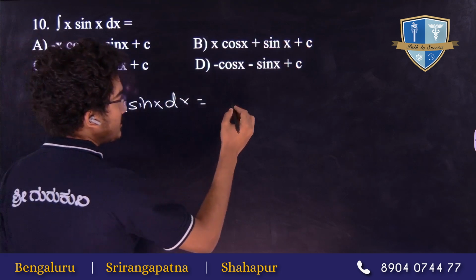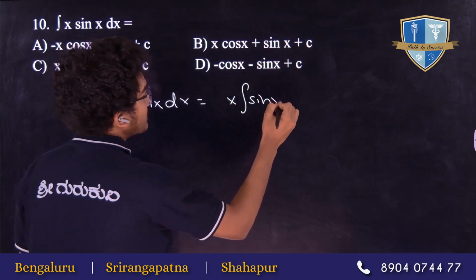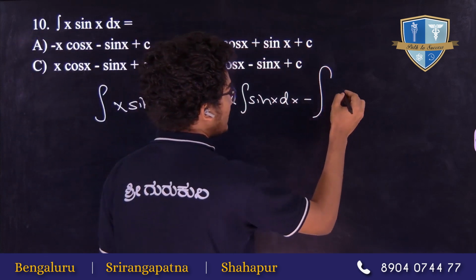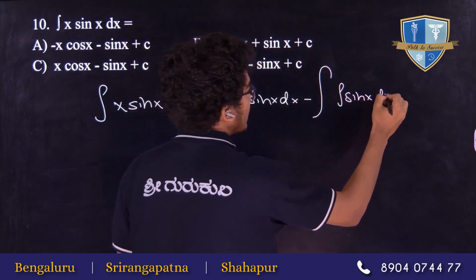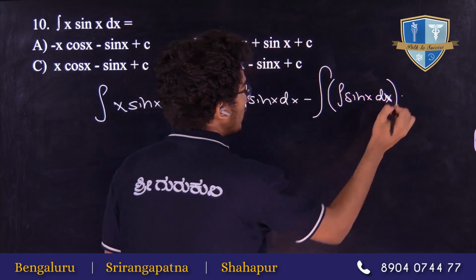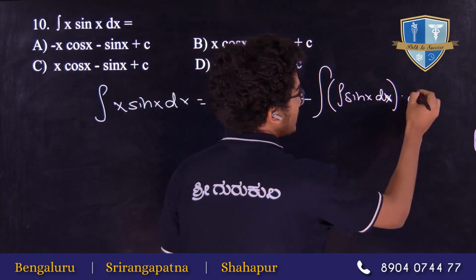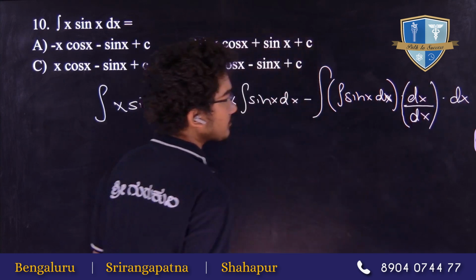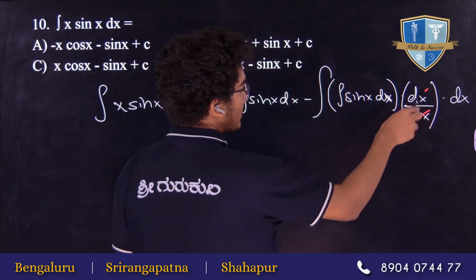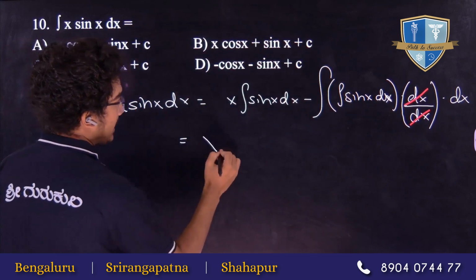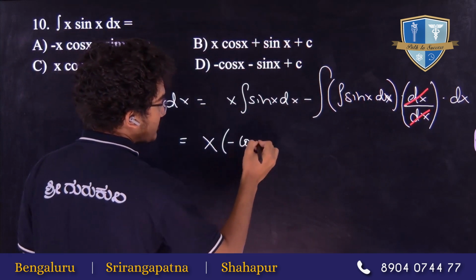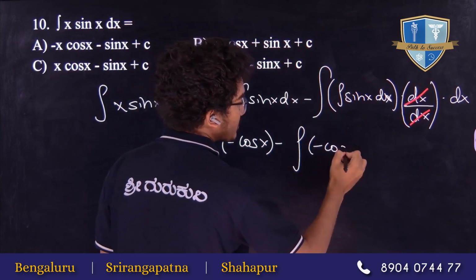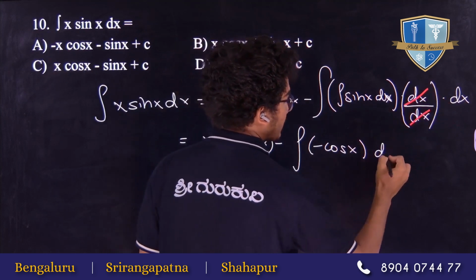So x as it is, and the integration of sin x dx, minus the integration of this integration of sin x dx as it is, into the differentiation of x with respect to x, meaning dx by dx into dx, correct? So this dx and this dx will get cancelled out. So this will be x, the integration of sin x will become minus cos x, minus times the integration, this will be again minus cos x, and this is 1 and this is dx, correct?